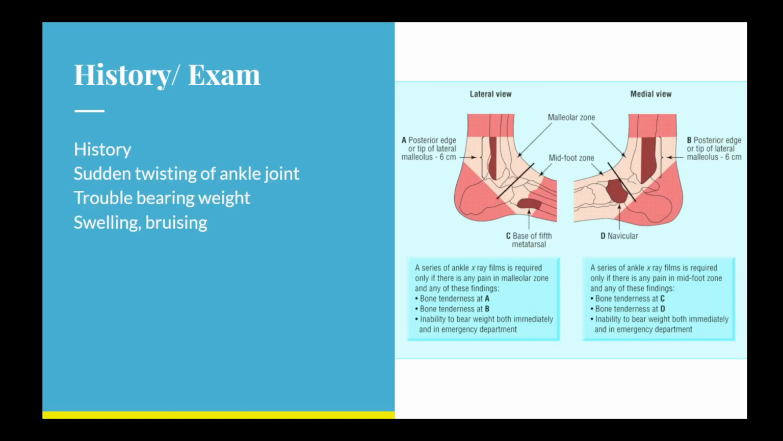By history, they're usually going to have some type of twisting or rolling injury. They're going to usually be able to describe it. They're not going to be able to continue what they were doing after, whether that's tennis or jogging or any other sport. They often have swelling and bruising.